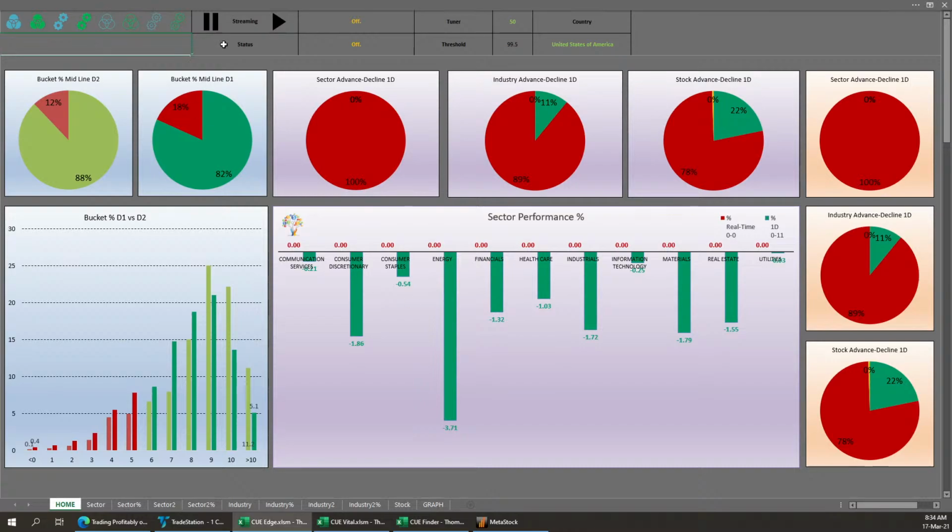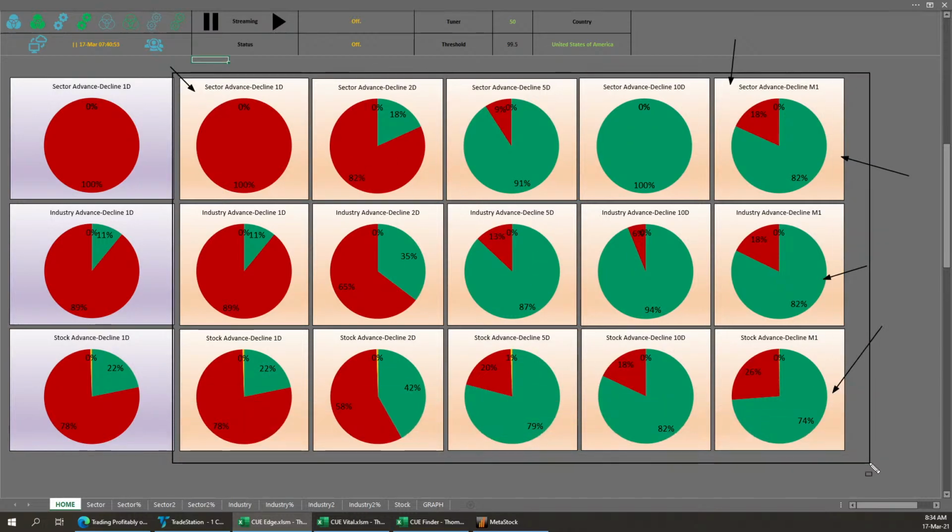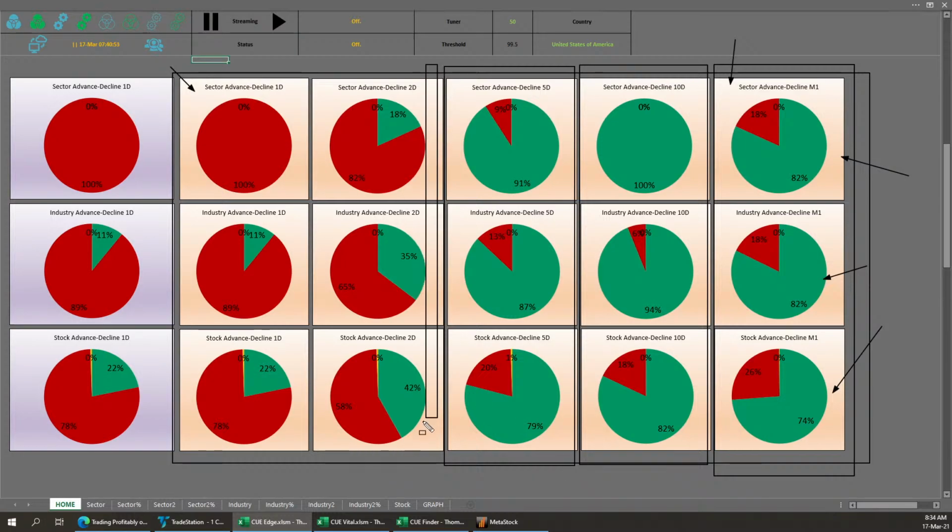If we look at the very useful 1 month to 1 day sector, industry, stock advanced decline breadth, now we can see it is gradually weakening. 1 month is remaining bullish, it seems forever. 10 days also bullish, no doubt about it. Even 5 days still bullish, but last 2 days and yesterday, these two periods are now bearish.